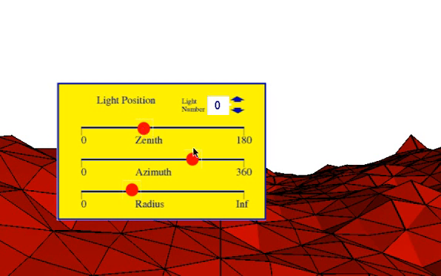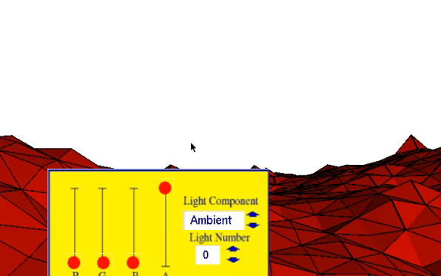The position of the light is given by 3 coordinates, the spherical coordinates, so there's a radius and 2 angles. Let's get rid of that one. Let's have a look here.